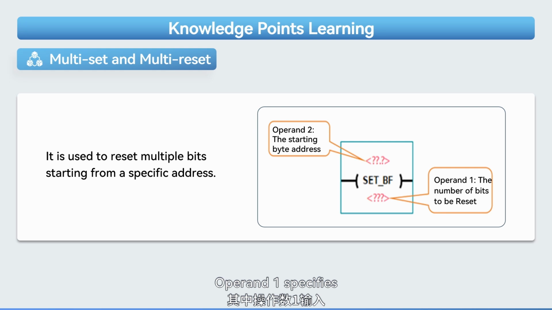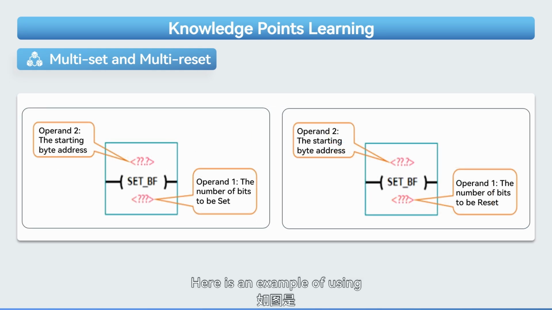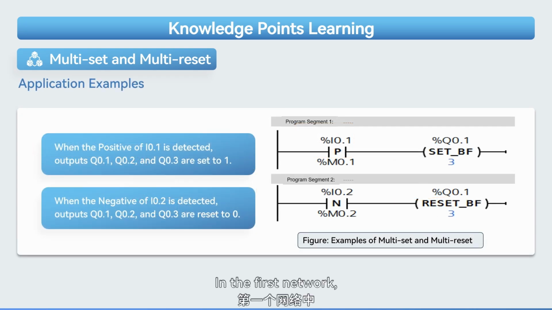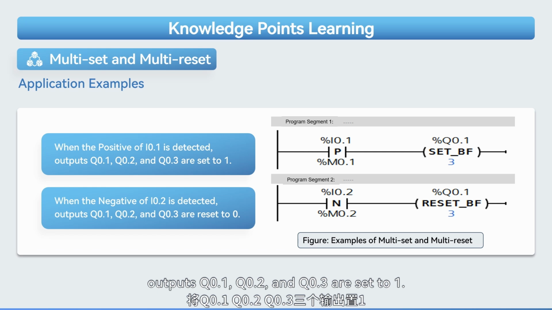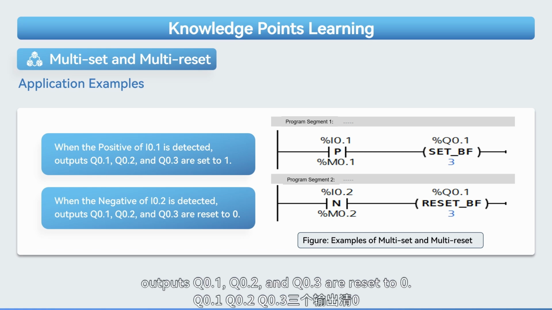Operand 1 specifies the number of bits to be set or reset, and operand 2 specifies the starting address of the bits. Here is an example of using the multiset and multi-reset. In the first network, when the positive edge of I0.1 is detected, outputs Q0.1, Q0.2, and Q0.3 are set to 1. In the second network, when the negative edge of I0.2 is detected, outputs Q0.1, Q0.2, and Q0.3 are reset to 0.